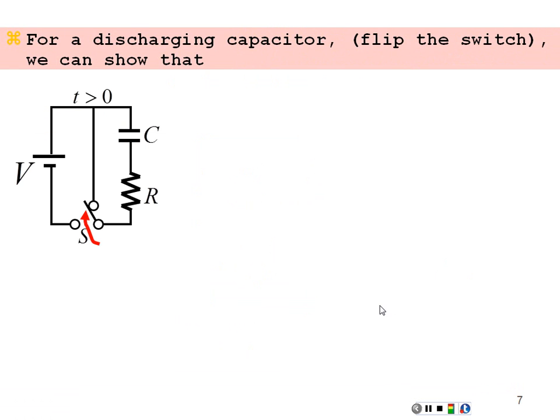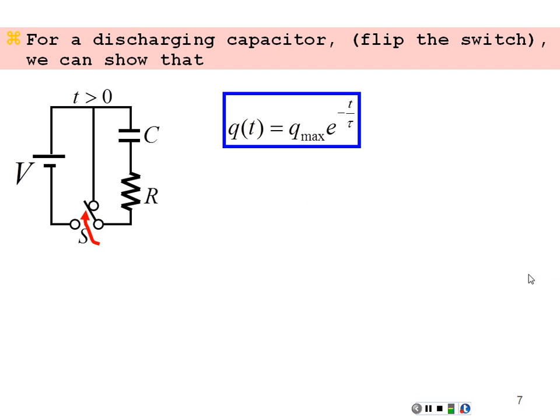For a discharging capacitor, it's flip the switch, and now all the voltage is starting from the capacitor, discharging through the resistor. It's easy to show. We're not going to show it here, but it's easy to show that our charge as a function of time starts off maximum on the capacitor and then exponentially decreases after that. The voltage on the capacitor starts with the voltage that we started with and exponentially decreases after that.